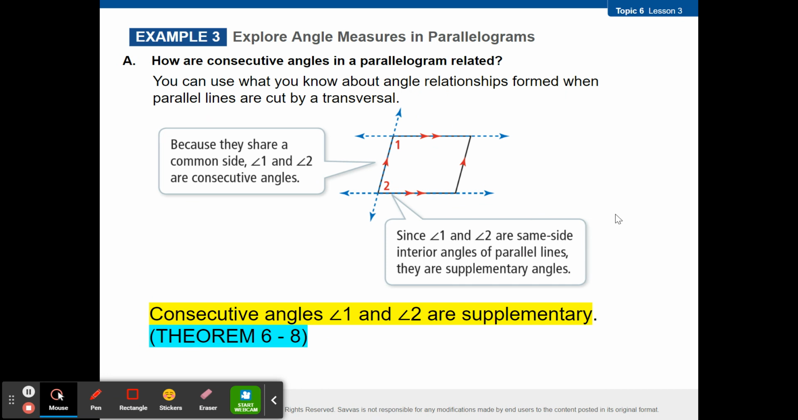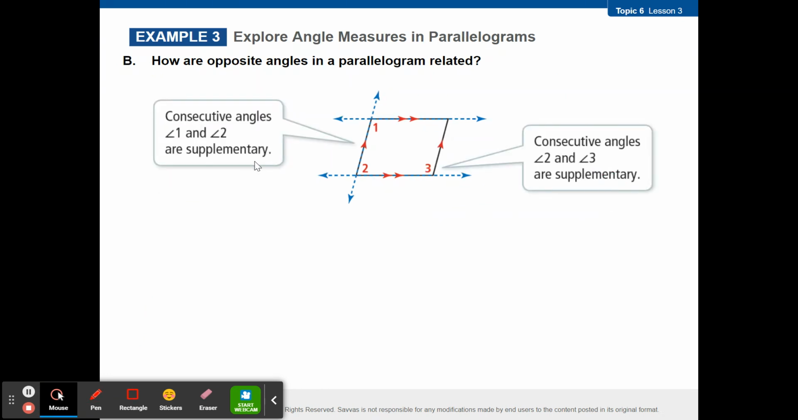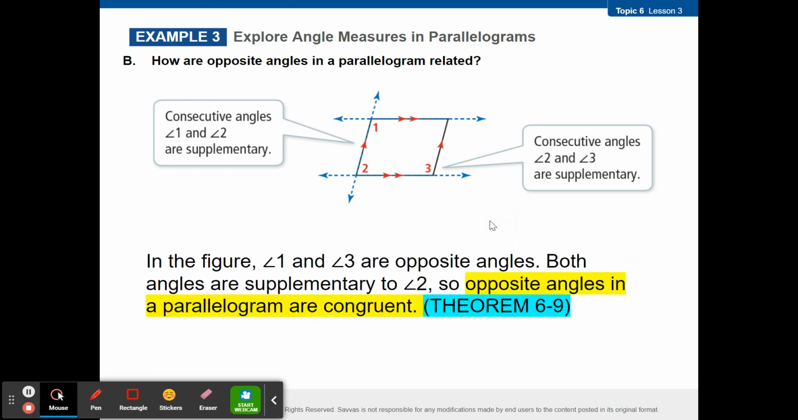Is anybody still writing this down? Okay. So part B, we're still using the same picture. How are opposite angles in a parallelogram related? All right, so in this case, these are same side interiors, so they're supplementary. The opposite angles end up being congruent. So in this case, is what you're going to want to write down: angle 1 and 3, opposite angles of a parallelogram, are in fact congruent.